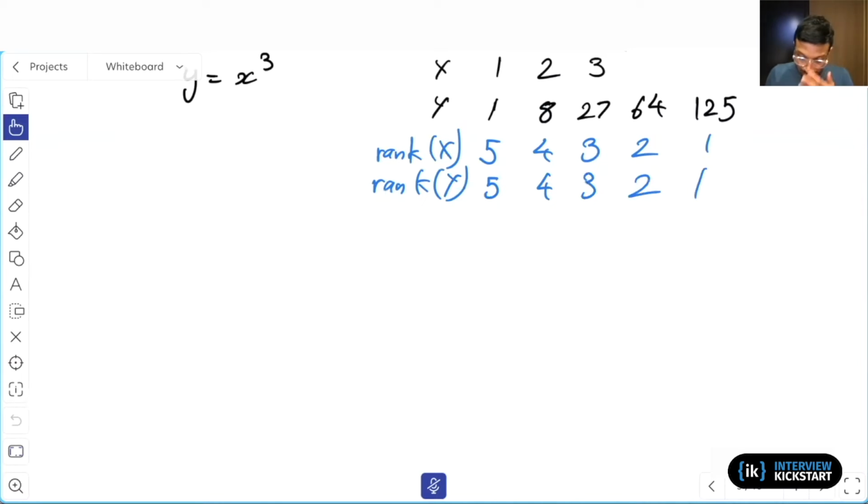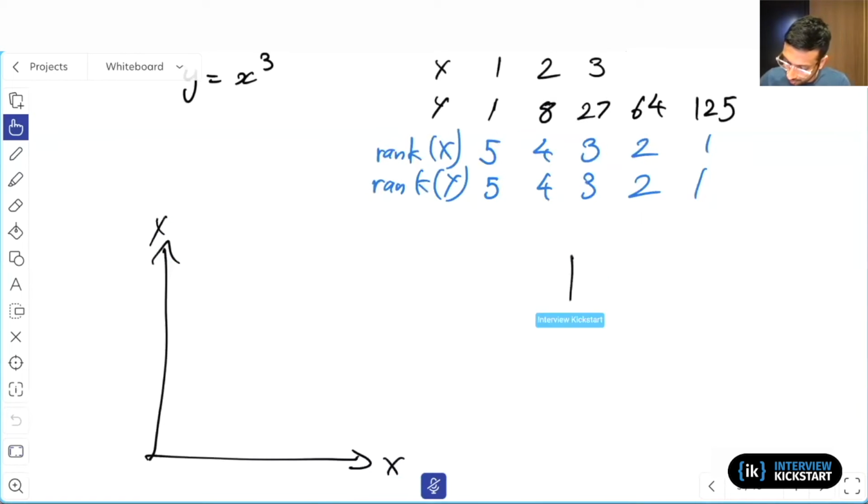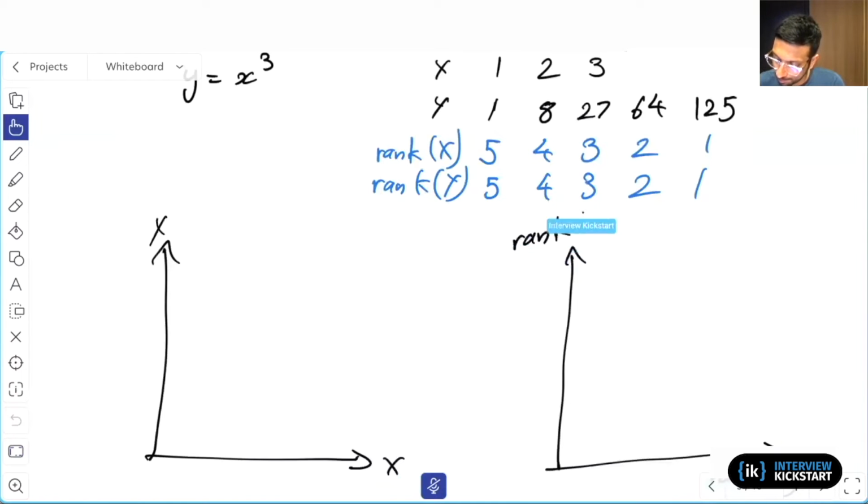So let's plot these individually. Let's take on the left side over here x and y, and on the right side over here, we will take rank of x and rank of y. This is going to be our Pearson. This is going to be our Spearman.